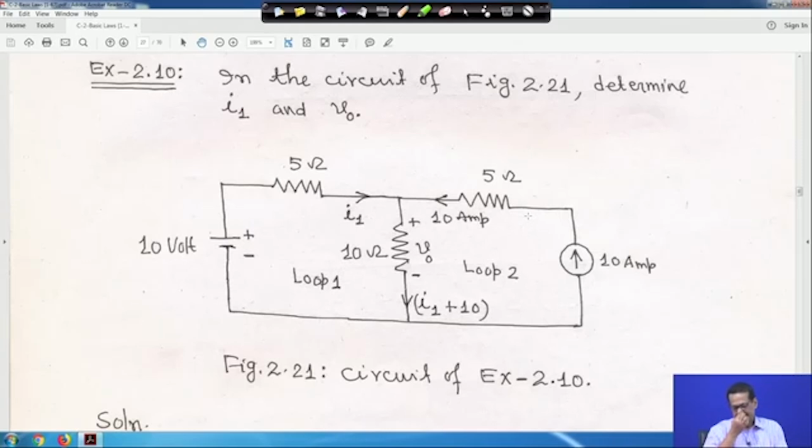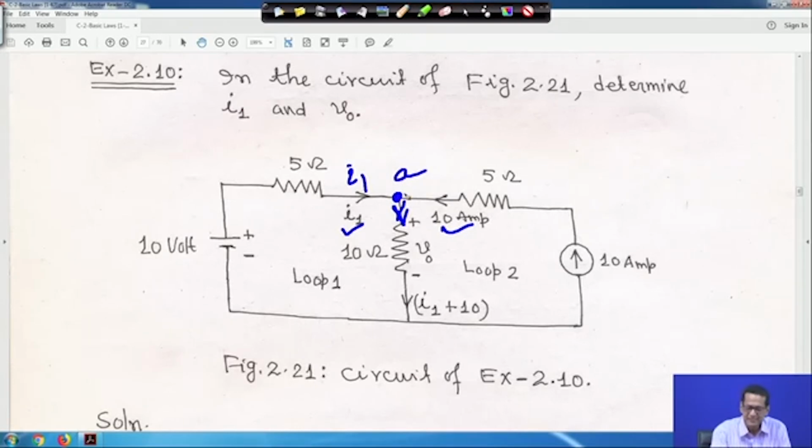Now, the question is that this branch current, let me mark it for you, this is your I 1, marked here, right. And this 10 ampere current is a current source, so this 10 ampere current is also entering here. So this 10 ampere is also marked, and the outgoing current, if I take here, I am writing I 1 plus 10. This is a node, suppose it is node A.